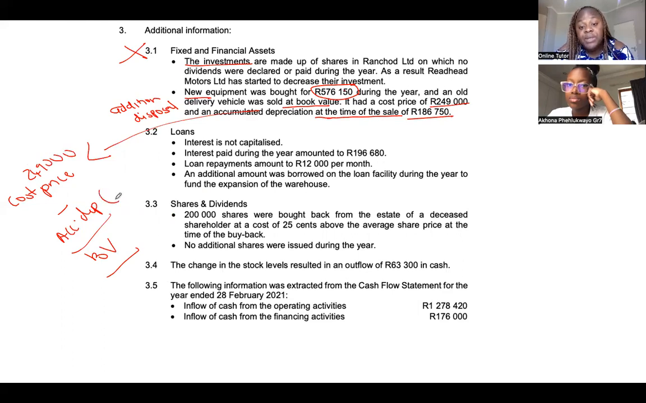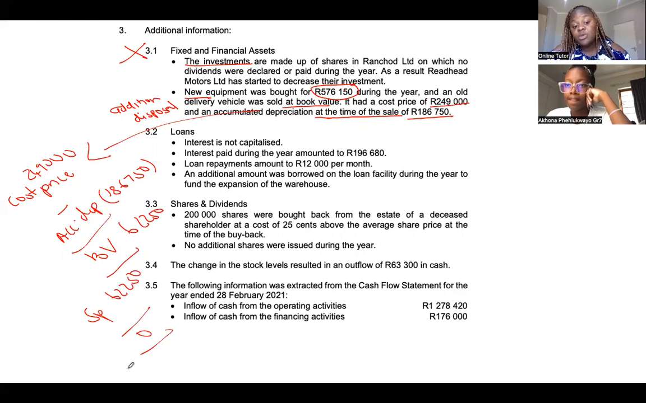Accumulated depreciation, very important. They were very generous to tell you that it was at the time of sale, because they could have given it to you at the beginning of the year and you would have gone and calculated the depreciation, right? But they were very generous. So do you agree with me, 249 minus 186,750, that our book value is 62,250? And this book value also happens to be our selling price. Do you agree? Because we made no profit and no loss, because it was sold at book value.